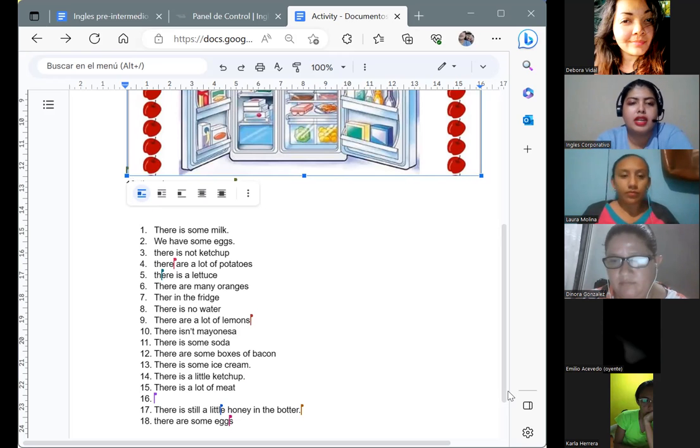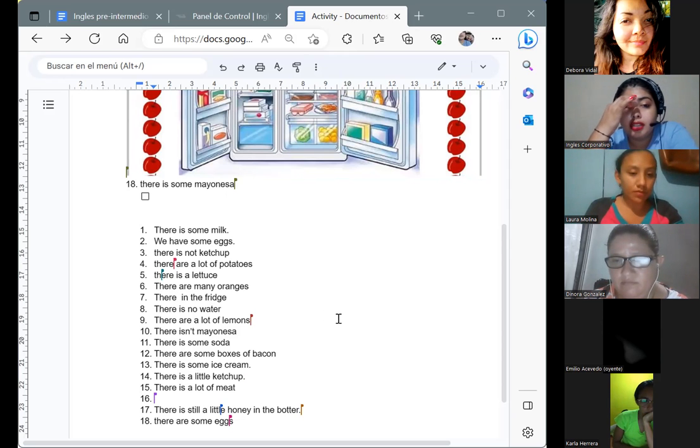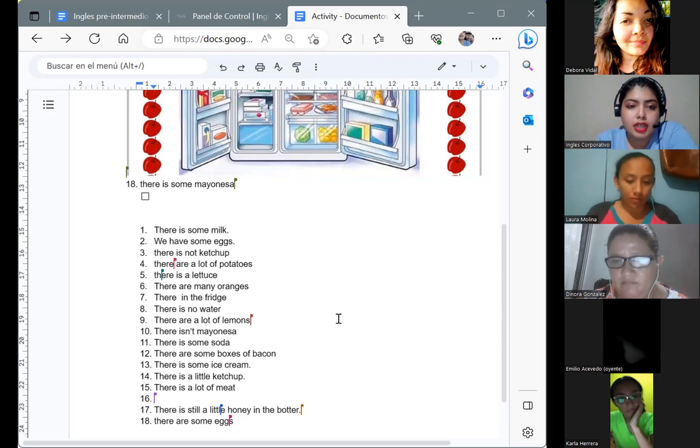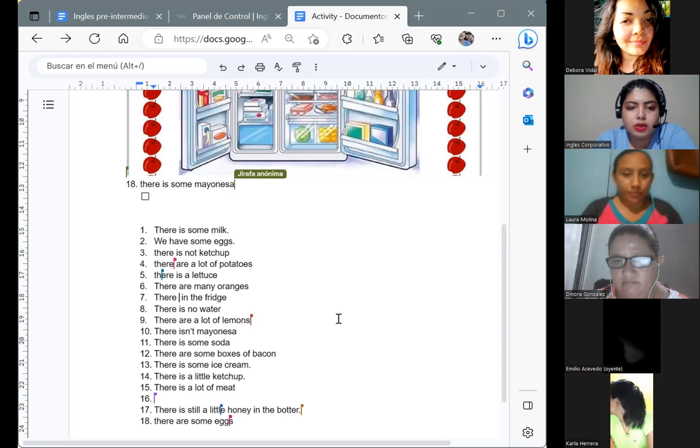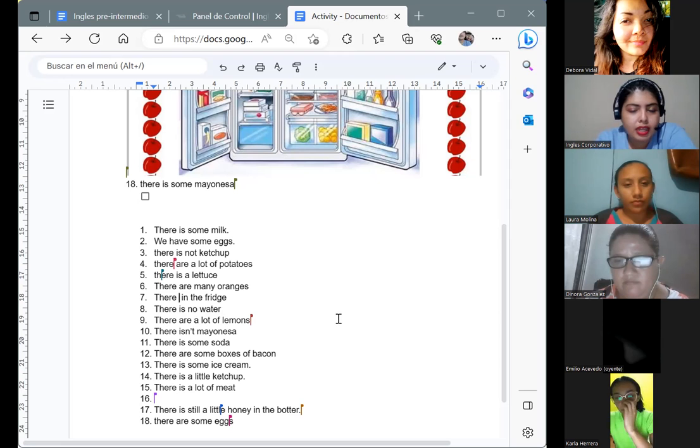In this case, in number seven, I think there is or there are, but we don't know what. There is no water. There are a lot of lemons. There isn't mayonnaise. There are some soda. There are some boxes of bacon. There is some ice cream. There is a little ketchup. There is a lot of meat. There is still a little honey in the bottle.